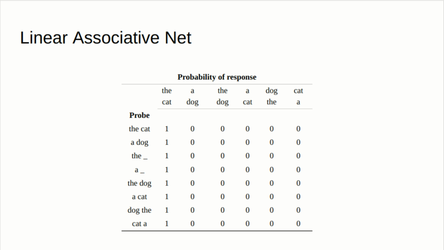The following table shows the probability with which the linear associative net settles to different states. Different terminal states are shown separately across the columns for each of the different probes shown along the rows. For example, when probed with they cat, the system settled to the cat with a probability of 1. Indeed, with the linear associative net, the system always settles to the same pattern, the dominant eigenvector.